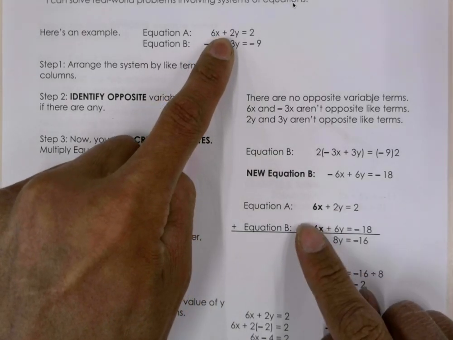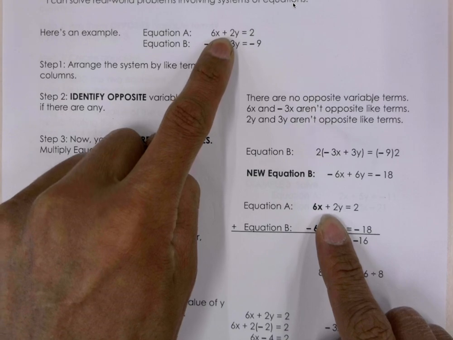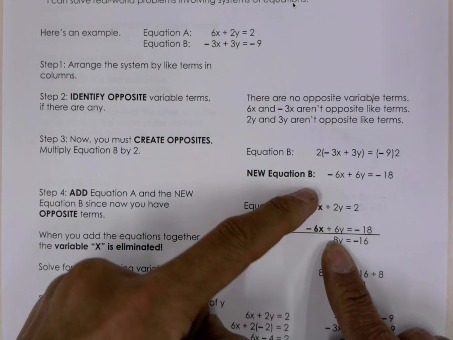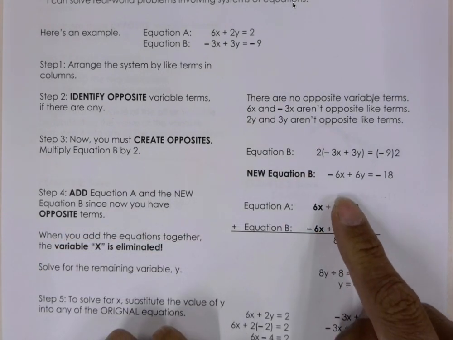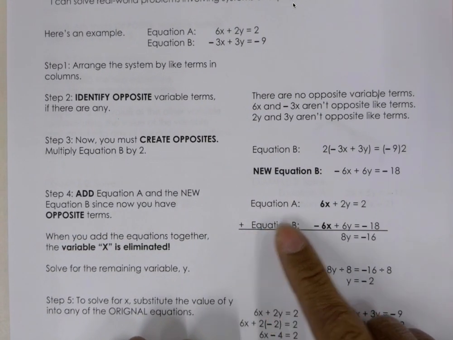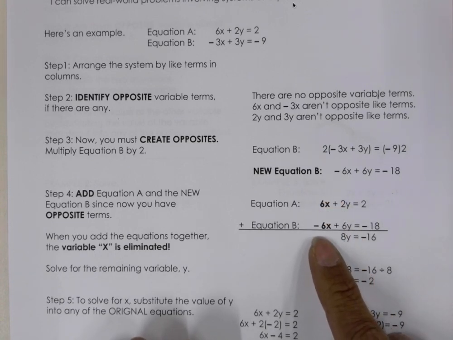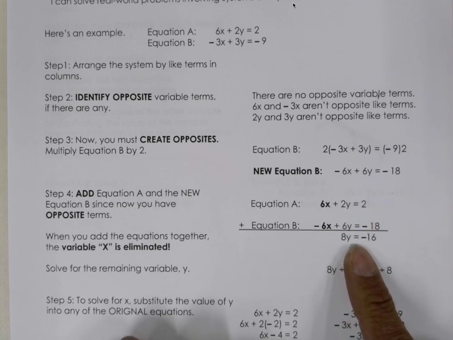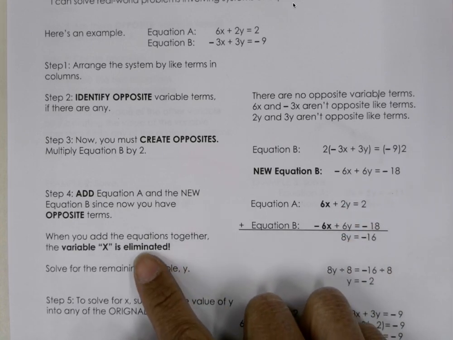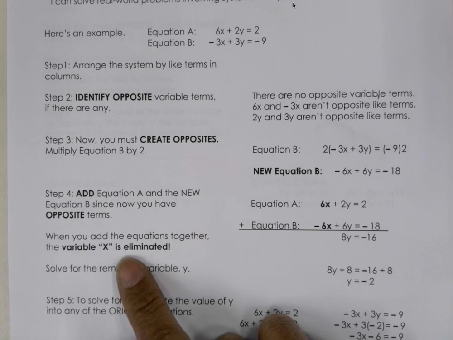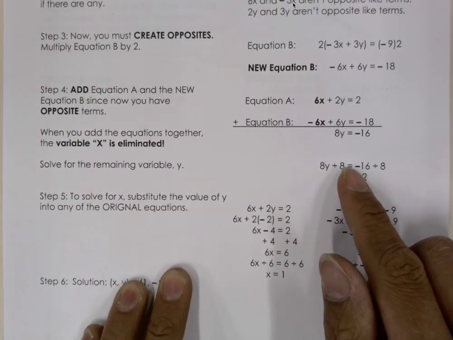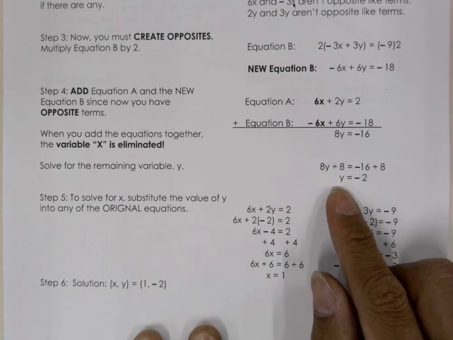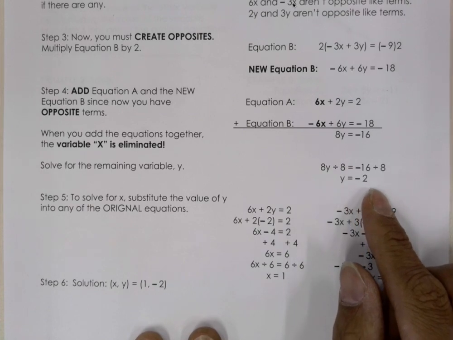So we use our original equation A, and then we use our new equation B right here that we got by multiplying by 2. And then we add those two together to eliminate the term with the x. Our resulting equation is 8y is equal to negative 16. The x is eliminated. Now what are we going to do? We're going to solve the equation for y. And we get y is equal to negative 2.